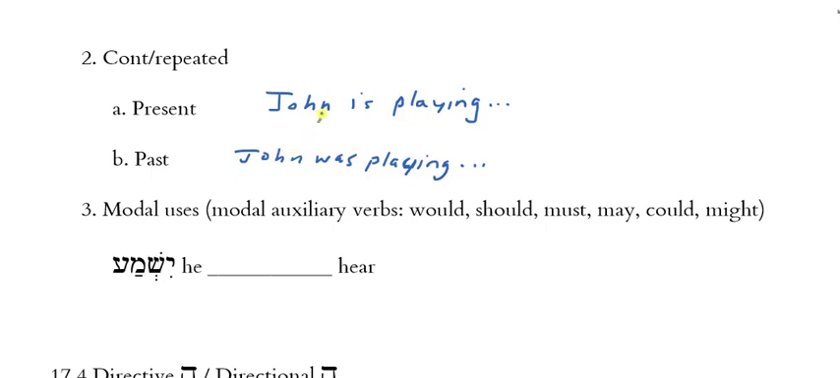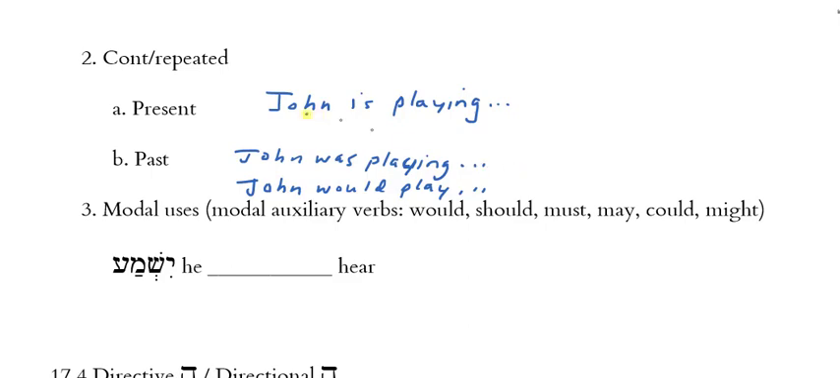But what if I want to say not that John was in the middle of playing in the past, but rather that John in the past did something on a normal basis? Like every Thursday, it was his habit to play tennis. Then I wouldn't say John was playing; I would say John would play tennis, right? That's how we would do that in English. So for past tense, in process, John was playing. Habitual or repeated action in the past, John would play.